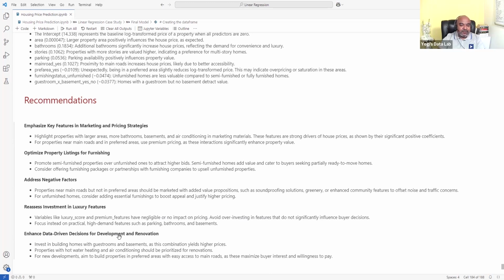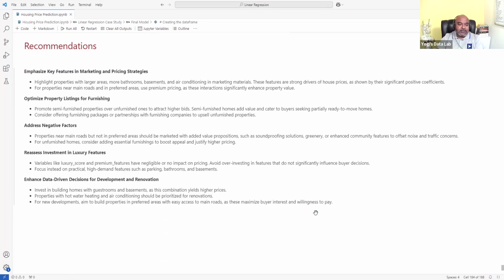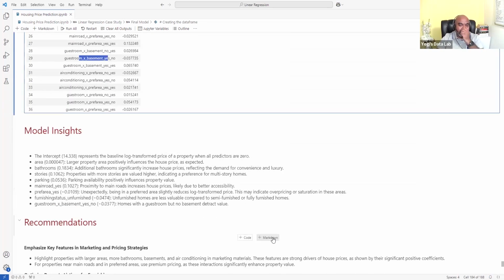Enhance data-driven decisions for development and renovation. So invest in building homes with guest rooms and basements as this combination yields higher prices. Properties with hot water heating and air conditioning should be prioritized for renovations. For new developments, aim to build properties in preferred areas with easy access to main roads as these maximize buyer interest and willingness to pay. So this is pretty much the case study where we have built the recommendations.